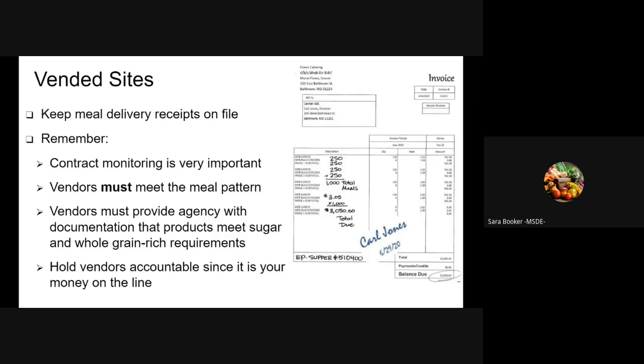This means that they should be providing you on demand or ahead of time with documentation that products meet both the sugar and the whole grain rich requirements. You must hold your vendors accountable since it is your money on the line. In almost every case, there is contract language already embedded that specifies these requirements.